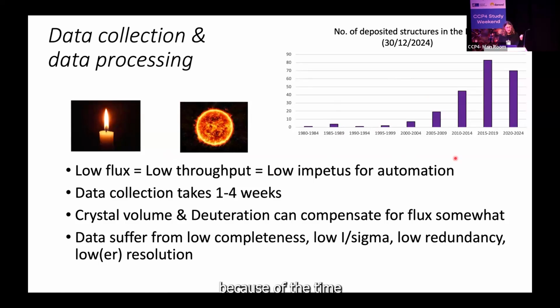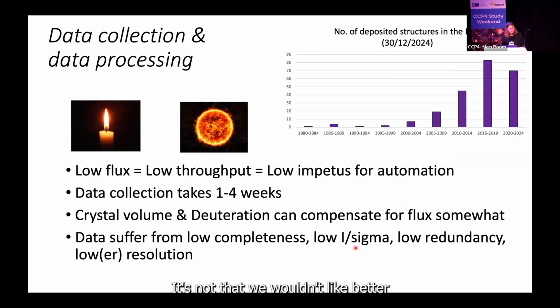And ultimately, because of the time required to collect these things, the data really suffer from low completeness. We never ever are awarded enough beam time to collect a proper full complete data set. And this is really an issue in the field. Also, the flux and time problem leads to low I/sigmas because of the low completeness and the rush to get as much data as you can in 4 weeks. You also often end up with fairly low redundancy. So these are issues to keep in mind.